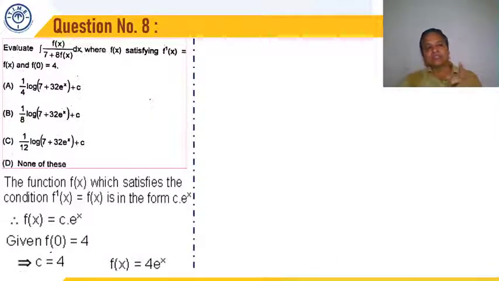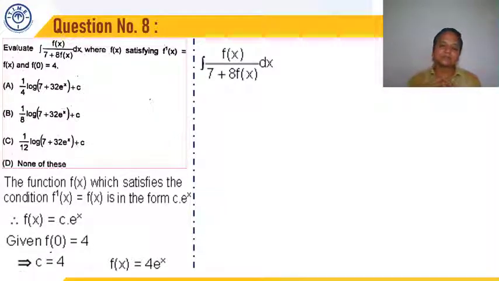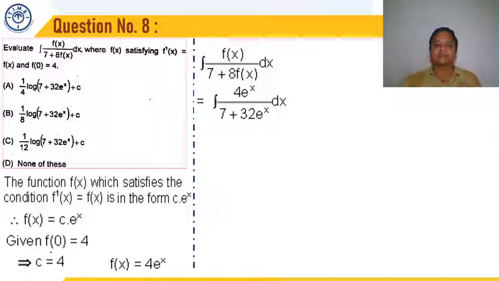Now we have to evaluate the integral of f(x) upon 7 plus 8 f(x). Replace f(x) by 4 e to the power x. So in the numerator it becomes 4 e to the power x, and in the denominator it becomes 7 plus 8 into 4, that is 32, e to the power x, dx. Now the differentiation of e to the power x is there in the numerator. So we can either substitute e to the power x equal to t, or it is advisable to substitute 7 plus 32 e to the power x straight away as t.